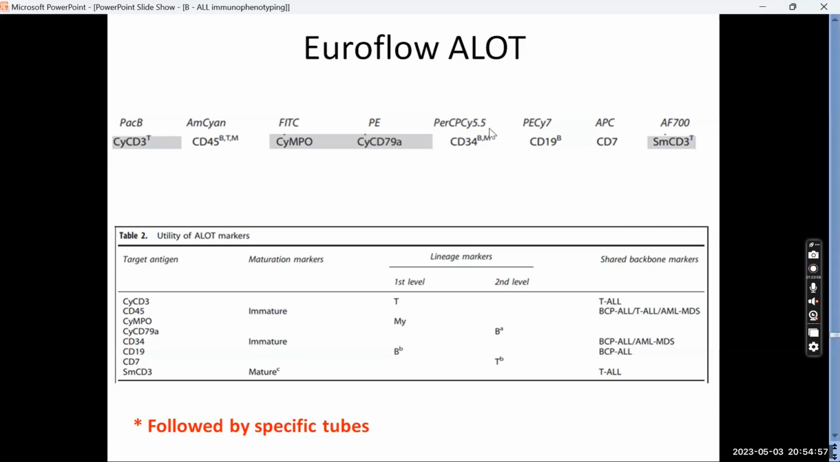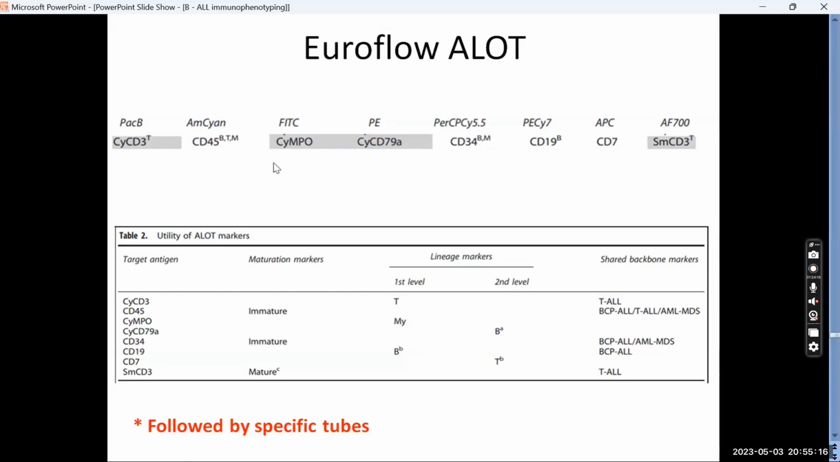Just running this tube, see the results, then go back again staining the other tubes. I'm not a fan, but still I just want to show you this is the EuroFlow acute leukemia orientation tube, which includes 1, 2, 3, 4, 5, 6, 7, 8 markers. So you have cytoplasmic CD3, which is lineage specific for T, cytoplasmic MPO lineage specific for myeloids.